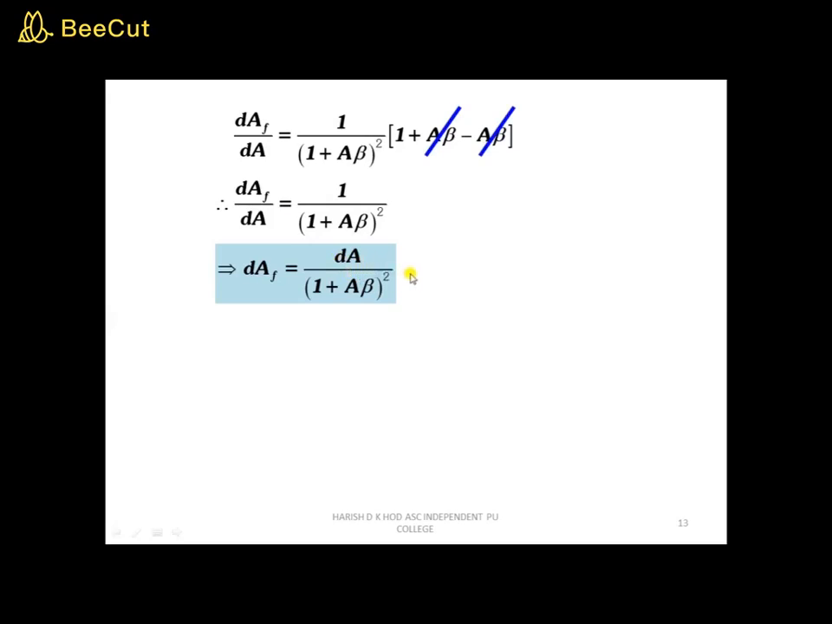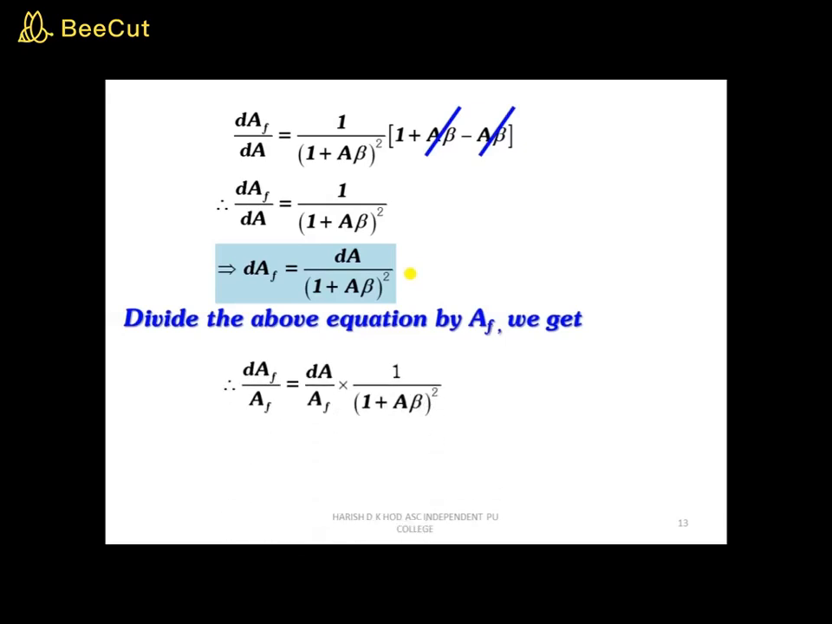But we further proceed. Let us divide the above equation by AF on both the sides. We get dAF by AF is equal to dA by AF into 1 divided by (1 plus A beta) the whole square, right?